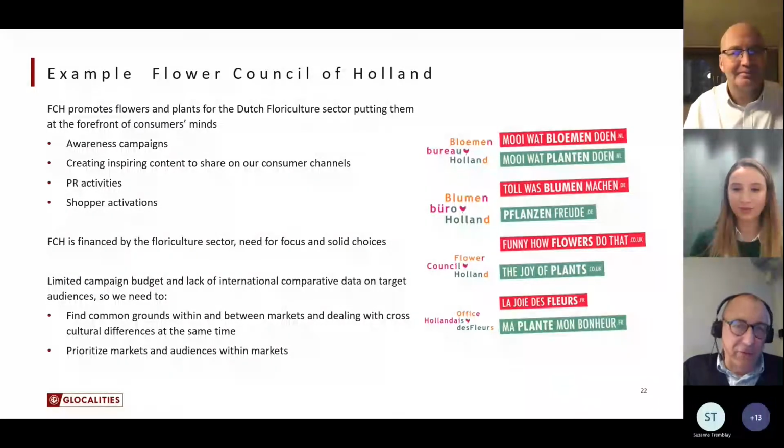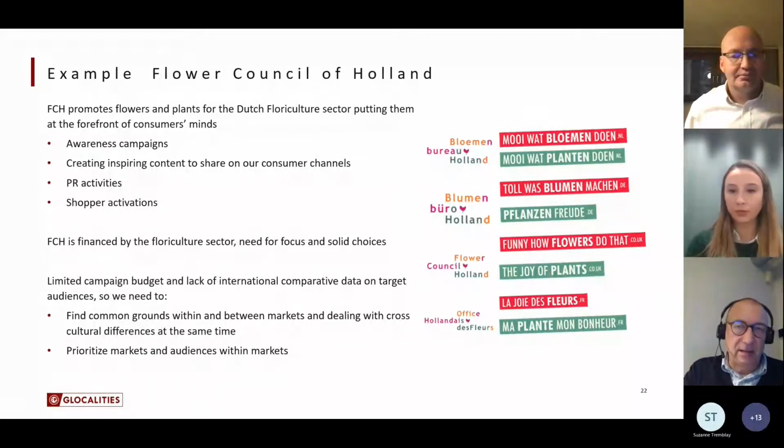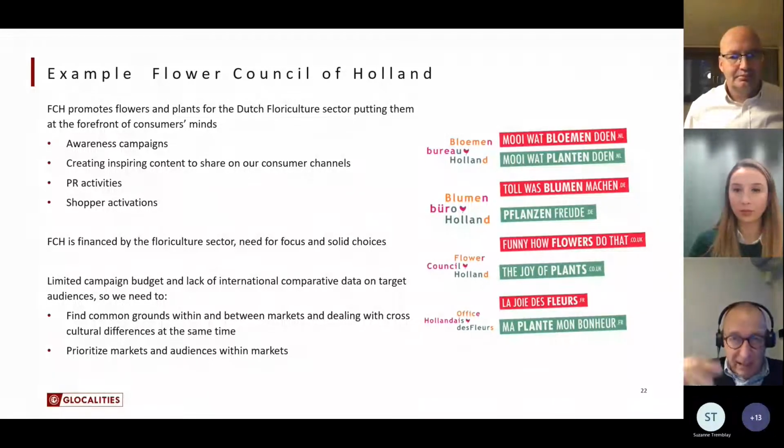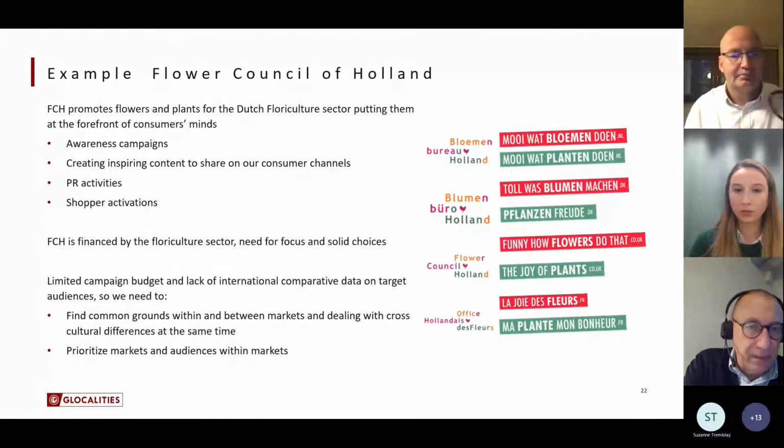The Flower Council of Holland, for those who don't know it, has been a client of the sister company of Glocalities Motivation for many years. It's an association of growers, and the aim of the Flower Council of the Netherlands is to promote flowers and plants, putting them at the forefront of consumers' mind in different countries. So it is an association that gets money from the growers to improve the knowledge and awareness of Dutch flowers and plants across the world.